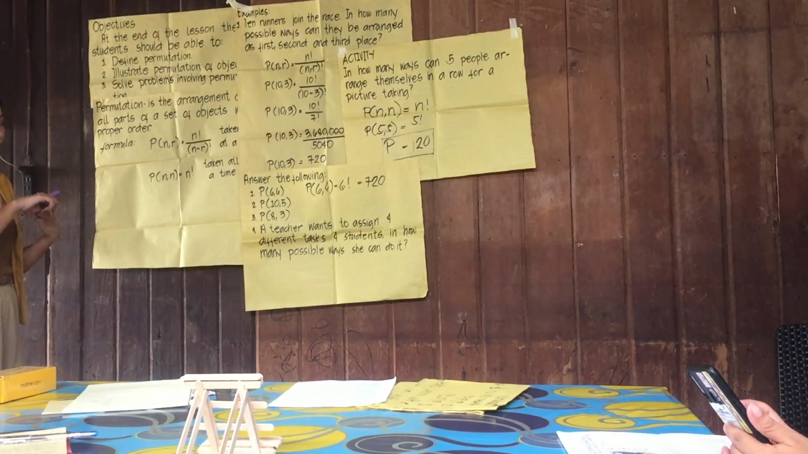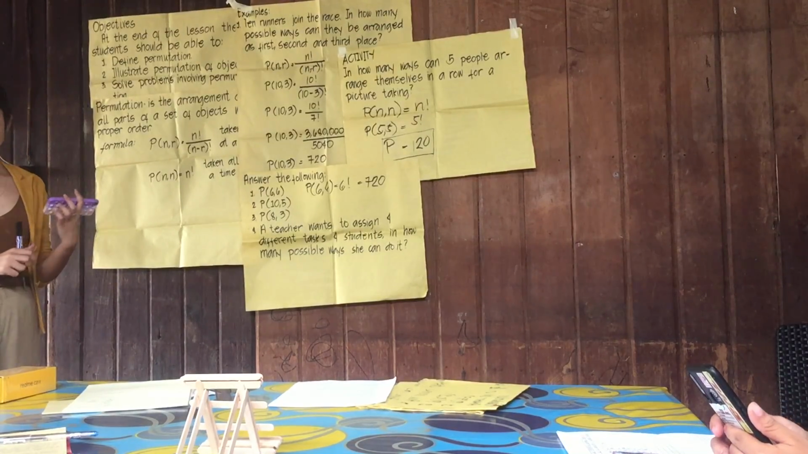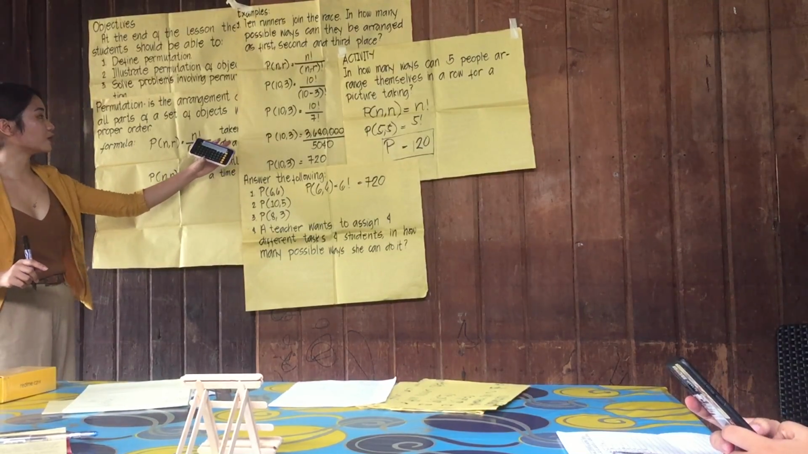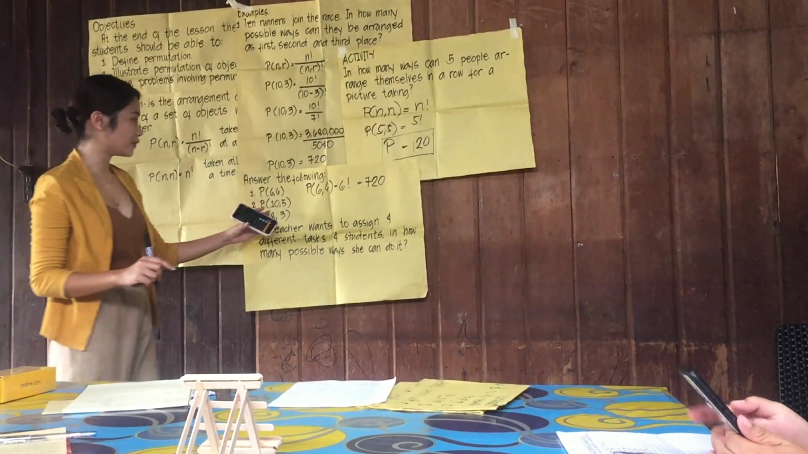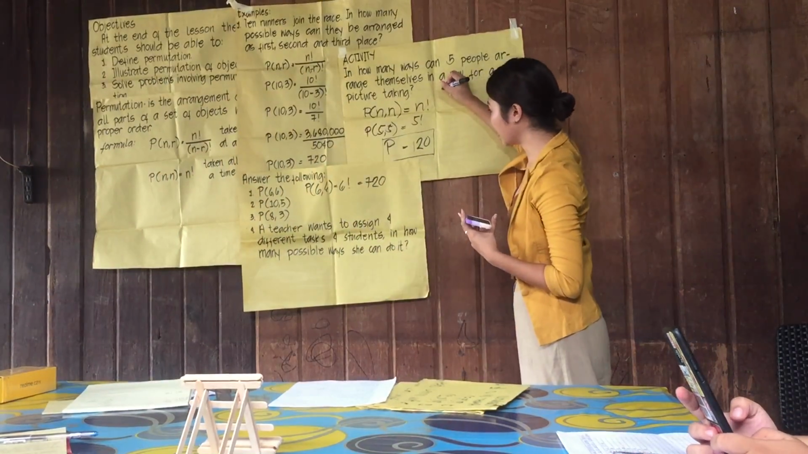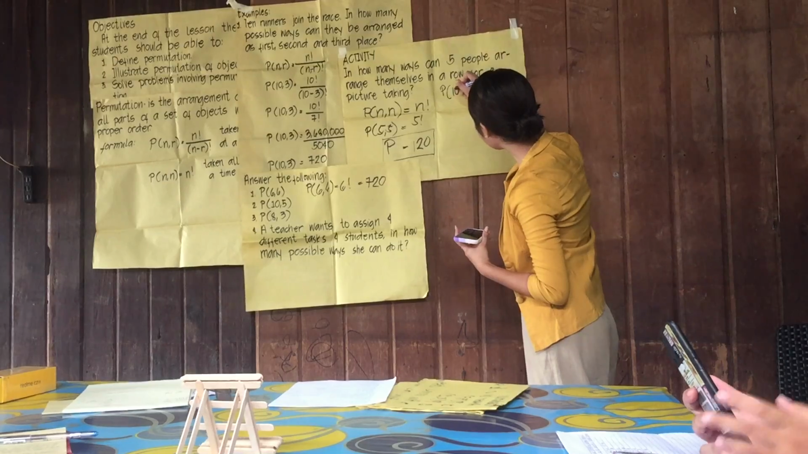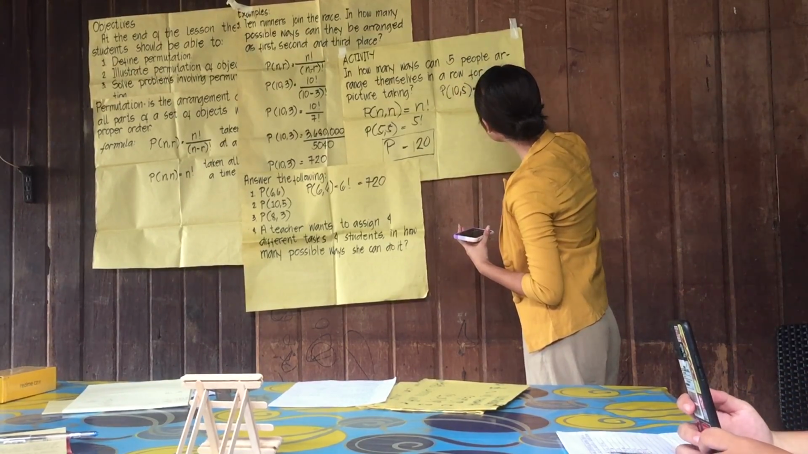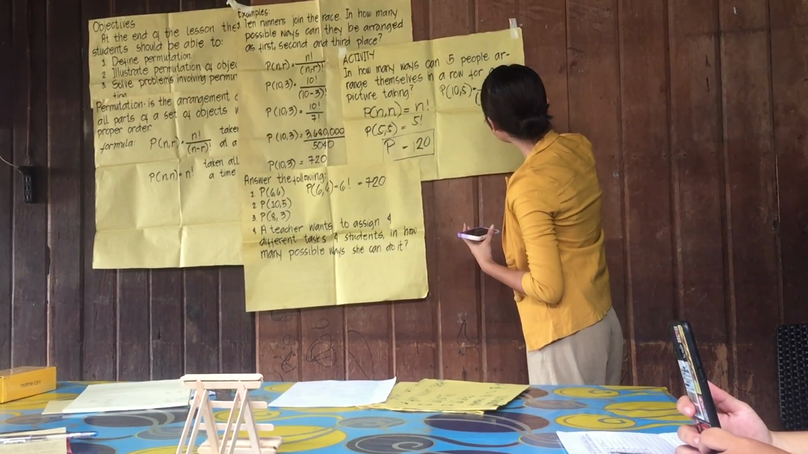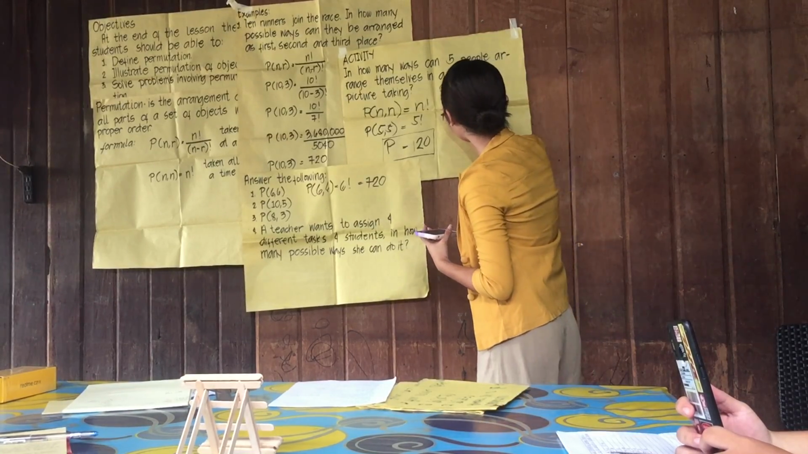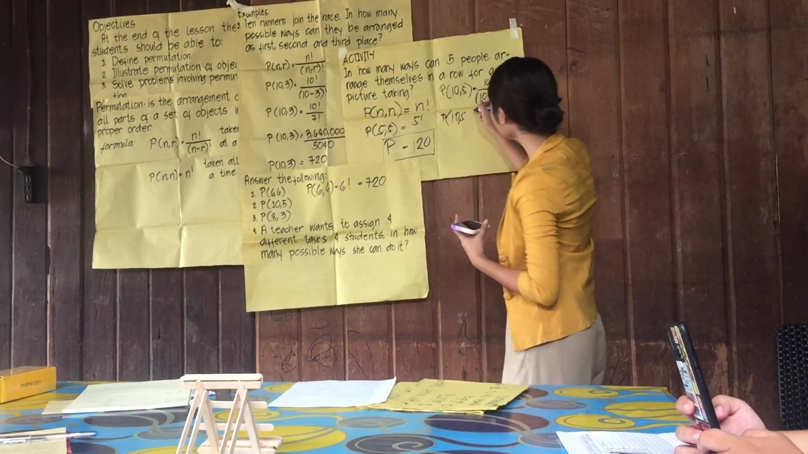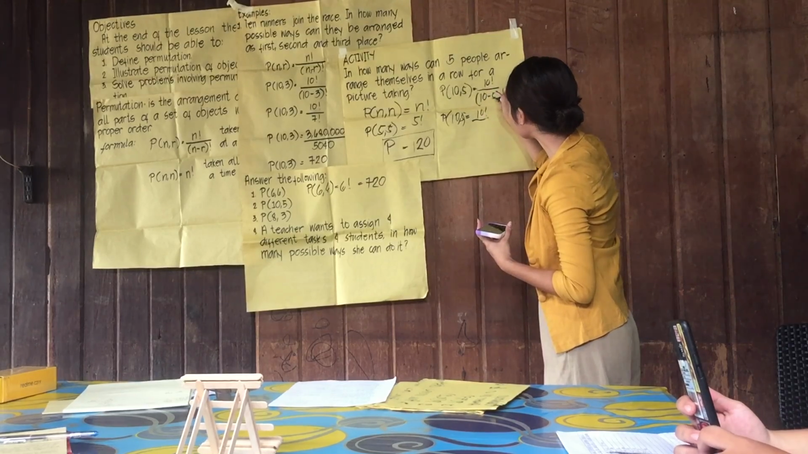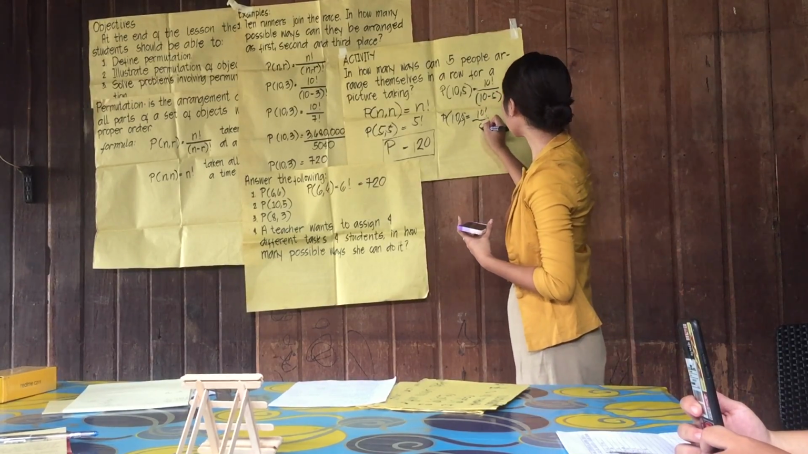What will be the formula we will use? Okay, very good. Taken r at a time. Okay, we will use the taken r at a time. 10P5 is equal to 10 factorial divided by 10 minus 5 factorial. Copy 10P5 is equal to 10 factorial over 10 minus 5, which is 5 factorial.